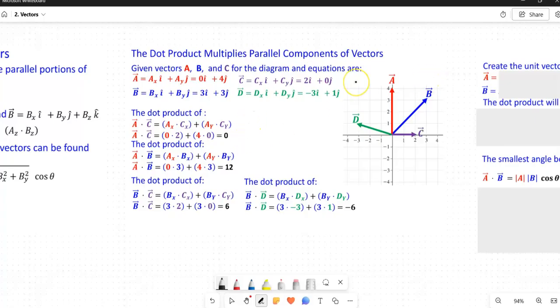All right, now with B, you have this. If you take B and break it down, B is pointing up by positive 3, and that's really the y component of B.